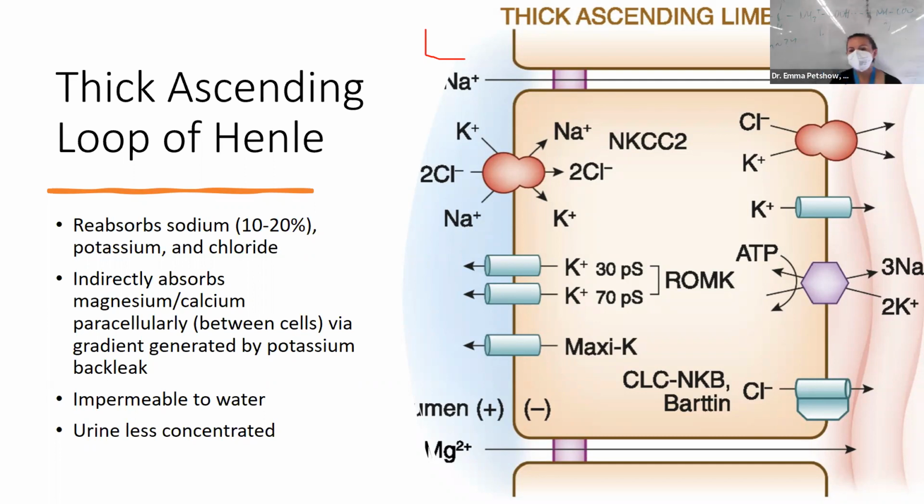This part, while the thin descending loop was impermeable to sodium, the thick ascending loop is impermeable to water. So they're opposite. This means that our urine becomes less concentrated. So we just concentrated our urine, and now we've unconcentrated our urine, right? We've now reabsorbed all these nutrients, when before we had just reabsorbed all this water.